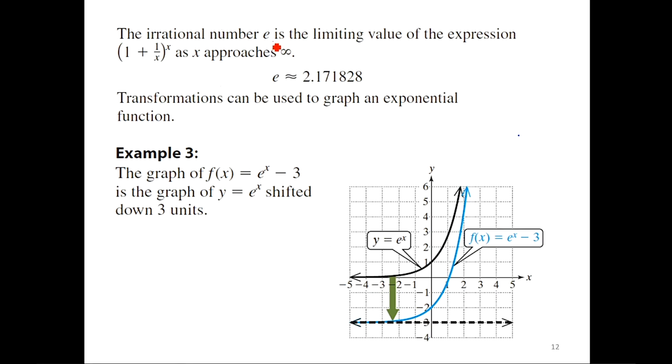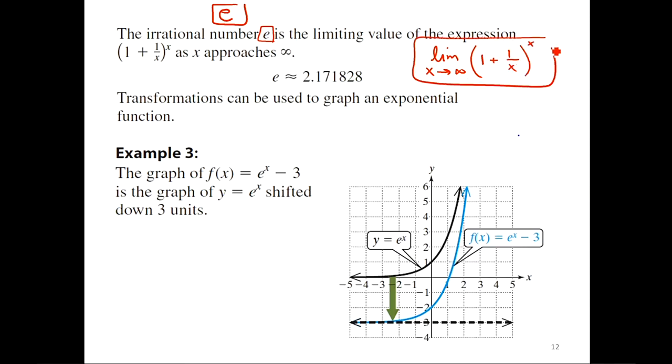We have a rational number. Also, you can find it in your calculator: E. This is the natural number, or irrational number, E. This equals the limit as x goes to infinity of the value 1 plus 1 over x, all to the power x.